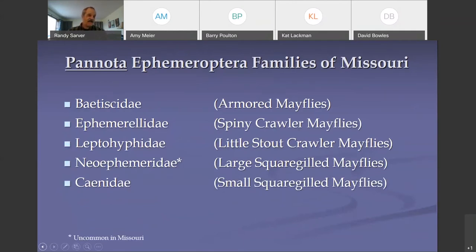The fused backs, or the Pannota group, are made up of these five families: Baetiscidae, Ephemerellidae, Leptohyphidae, Neoephemeridae, and Caenidae. You're probably getting the drift that they all end in -idae, which is a designation for family in taxonomy. You also see that I have the common names here, which is more mayfly or fly fish speak. I don't use these common names a whole lot, but they make sense because they usually key in on a characteristic you can easily observe. For example, the bottom two, square-gilled mayflies, is actually a characteristic. Next.